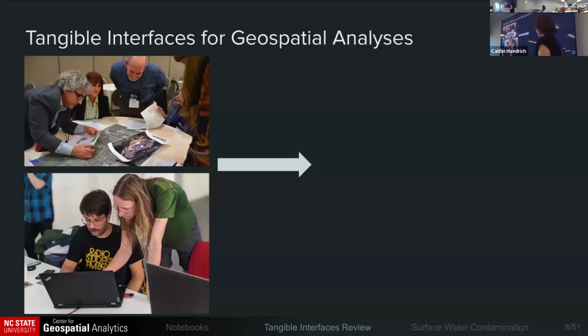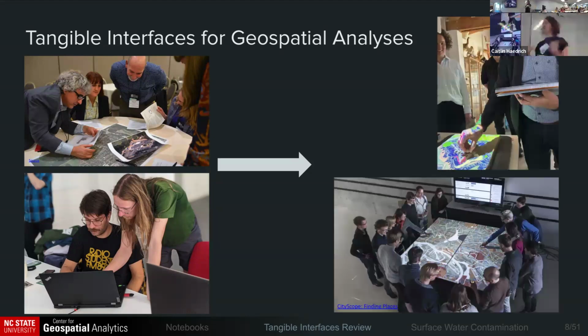So if you wanted to do that, you'd be stuck gathering around a computer like this. And computers are really meant for just one user. And so you lose some of that face-to-face and collaborative nature. And so I think that tangible user interfaces are a really cool solution to this problem.